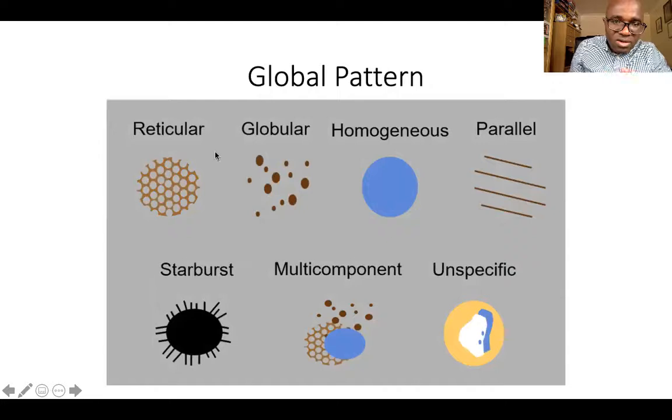So these are the global patterns: reticular, globular, homogeneous, parallel, and then the starburst pattern, which I described extensively in my previous talk, similar to what you find in Spitz nevus, or you might have a multi-component pattern which has a bit of homogeneity, a reticular pattern and globular pattern as part of the components of the lesion. Then really the unspecified structureless white, blue figures always raise the eyebrow and suspicion of melanoma.